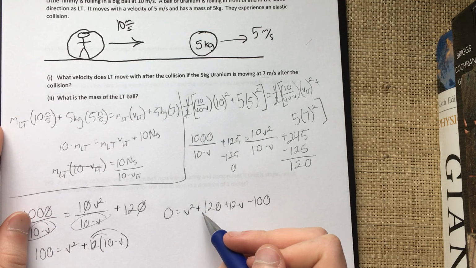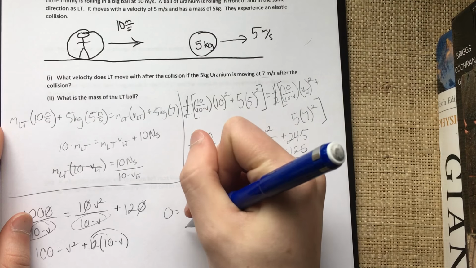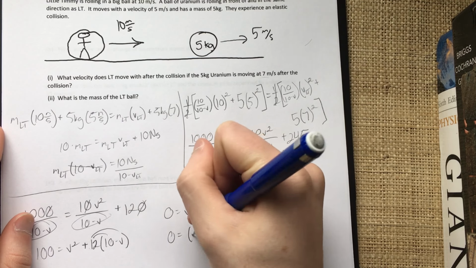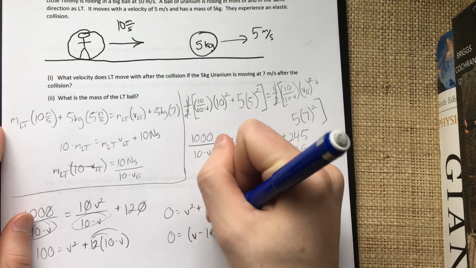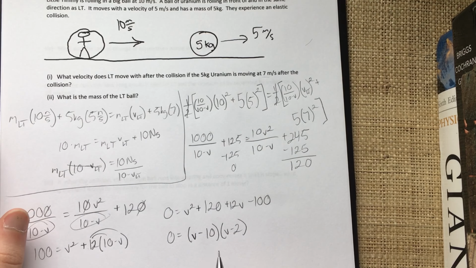So now 120 minus 100 is 20. And so I can rewrite this as the two factors, v minus 10, v minus 2. And that makes it a little easier to see. So v has to be 10 or 2.